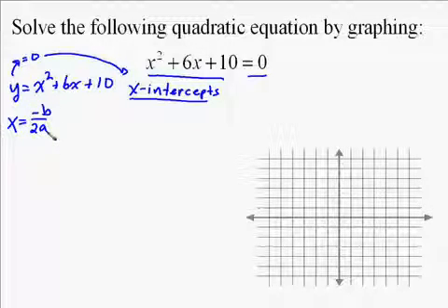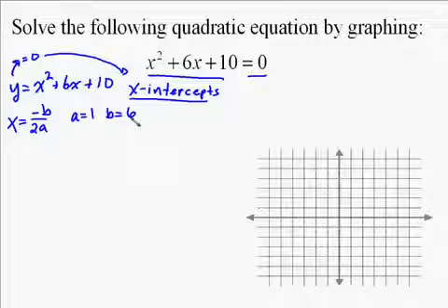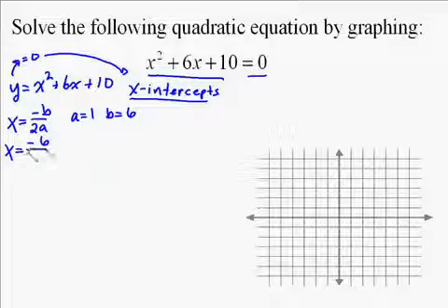So we use the method of finding the vertex by x equals negative b over 2a. That is the x-coordinate of the vertex. A is what's in front of the x squared, which is 1. B is what's in front of the x, which is 6. So we plug those into the formula. You get negative 6 over 2, which equals negative 3. So what we've discovered is the x-coordinate of the vertex.